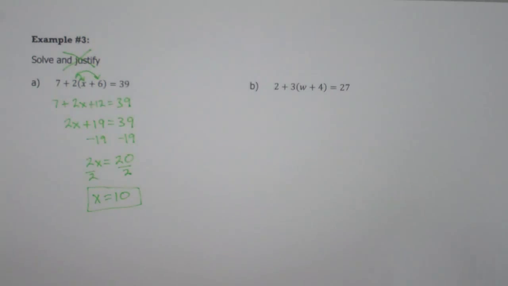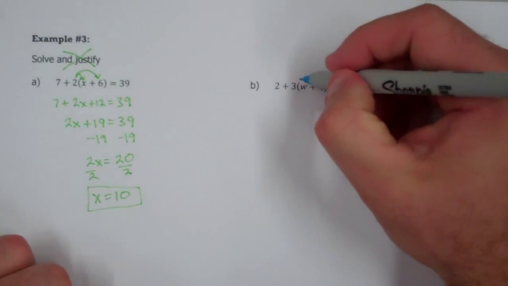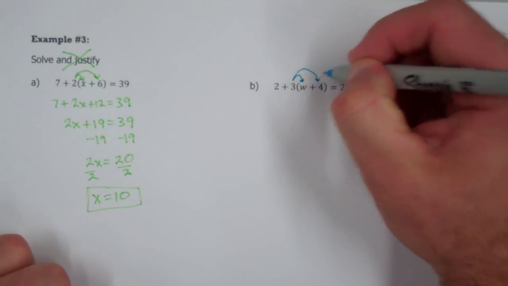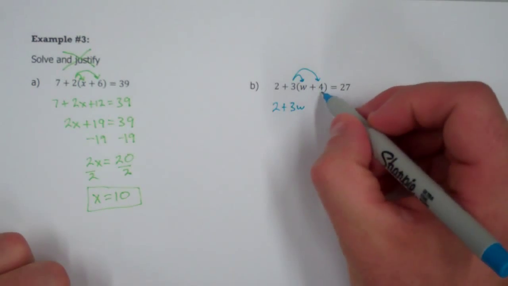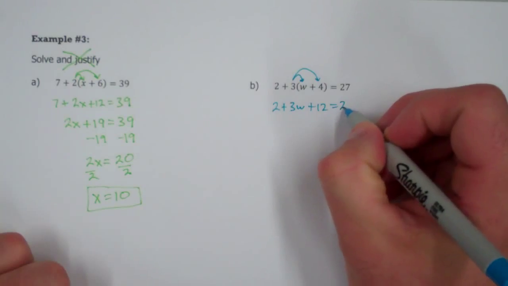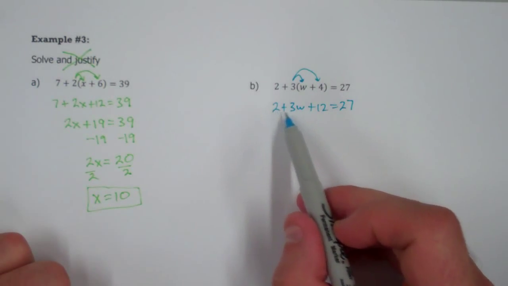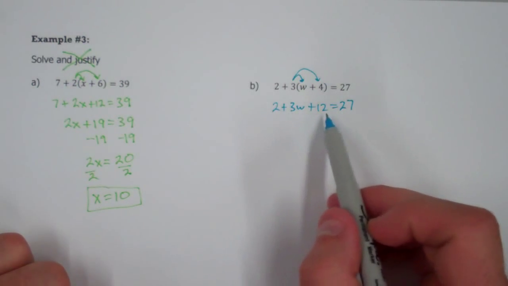We'll switch up pens here. We're going to do the same thing with this other one. We'll use the distributive property first. So we've got 3w and then 3 times 4, which is 12. We can combine like terms. We have a couple constants here. 2 and 12 are constants.